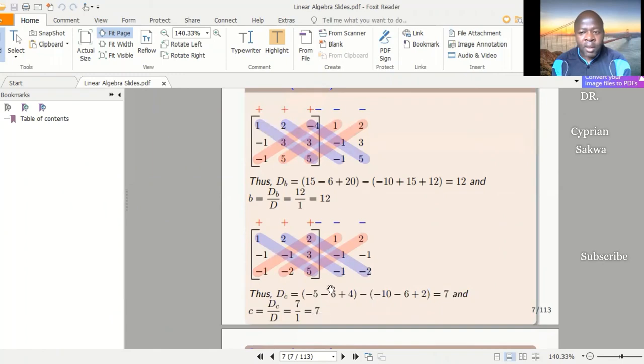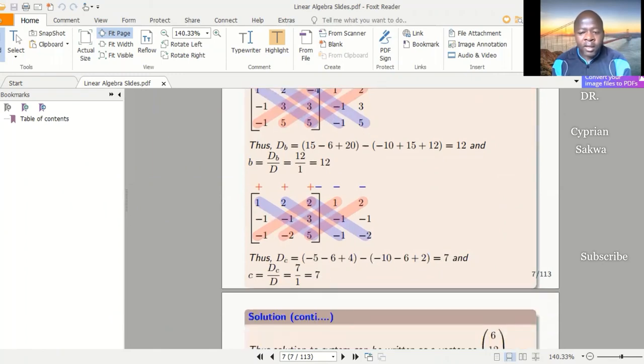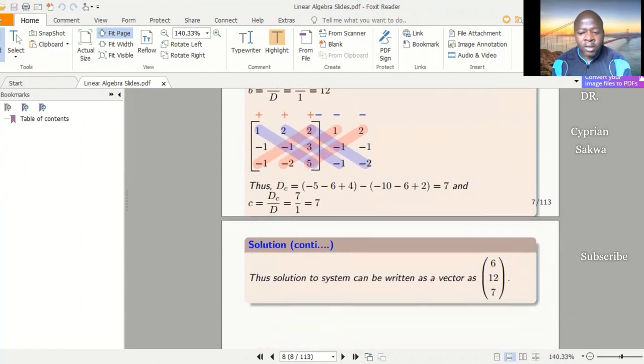So you have the value of A, the value of B, and the value of C, and therefore the solution of that system is written in vector form as 6, 12, 7. So 6 is the value of A, 12 is the value of B, and 7 is the value of C. And that is how we solve a system of linear equations by Cramer's rule.